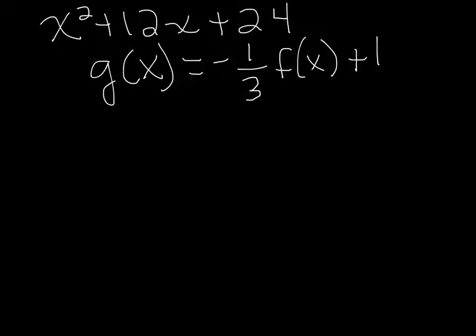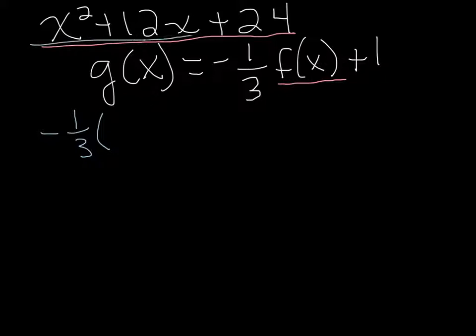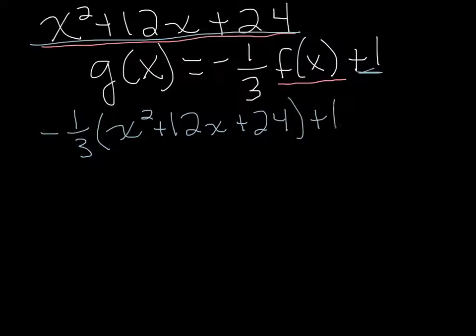Alright, so here's the second problem. Basically, this problem right here is f of x, or that function. So I'm going to take f of x out of g of x down here and replace it with that expression. So I'm going to write negative 1/3, and I'm going to put that whole function in parentheses so that I can use the distributive property in a second. And outside the parentheses, don't forget that part, I'm going to put plus 1.